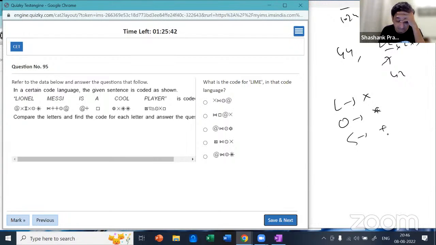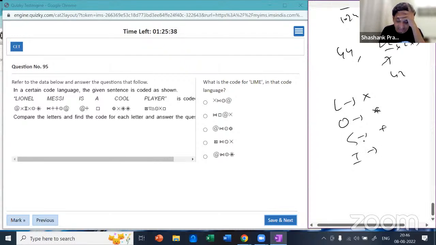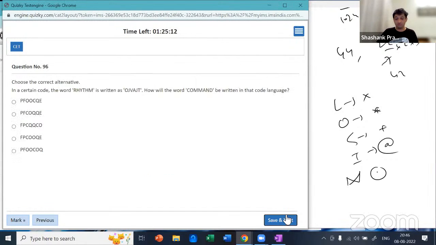LIME. Because I got S, I will be able to get I. I is at the rate, L is X, so X and at the rate have to be there. So option 3 is out, option 4 is out, option 5 is out. LIME. M and E have to be there. I have found out S and I, so S and I are done. So I think option 1. Okay.